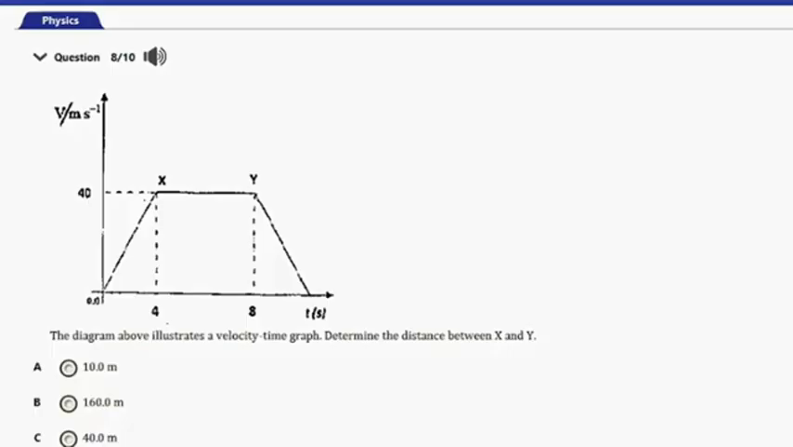So the area of this portion, x to y, is the area of a rectangle. So we are going to have the length here to be from 0 to 40 on the y-axis, that's 40. Whereas for the breadth here, we're going to have from 4 to 8, that's 8 minus 4, that's 4. So 40 times 4 is 160 meters here. So guys, the distance here is 160 meters, and that's it for this question. Let's go ahead and consider the next question, guys.